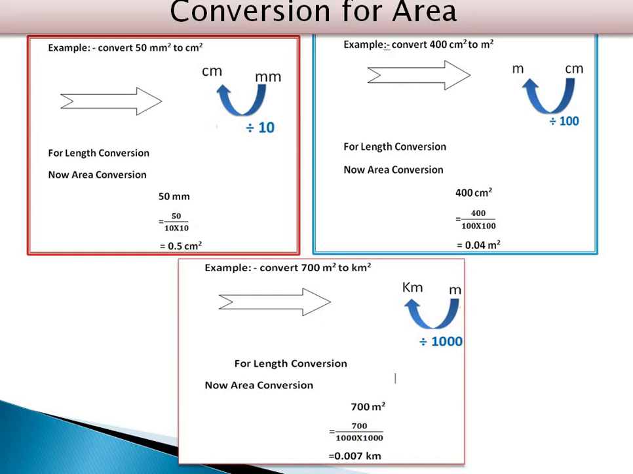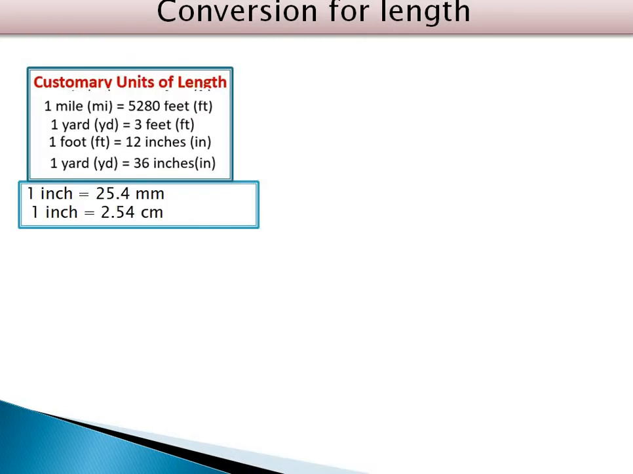Again, the 700 meter square I wanted to convert into kilometer square. We know that meter can be converted into kilometer by dividing by 1000. So for length conversion purposes, the area conversion can be given as 700 meter square is nothing but 700 into 1 by 1000 kilometer into 1 by 1000 kilometer. So it is nothing but 0.007 kilometer square. So this is the methodology for the conversion of area from meter to kilometer, centimeter to meter, and mm to centimeter.